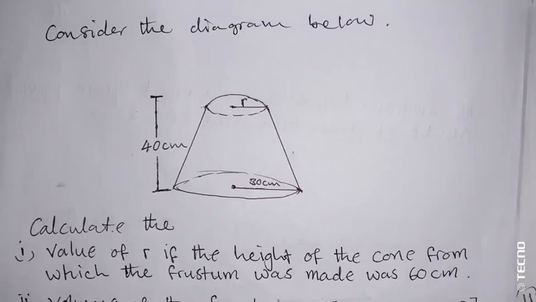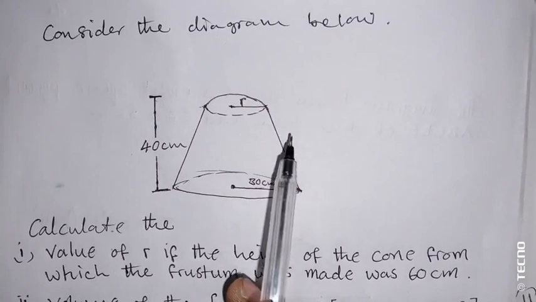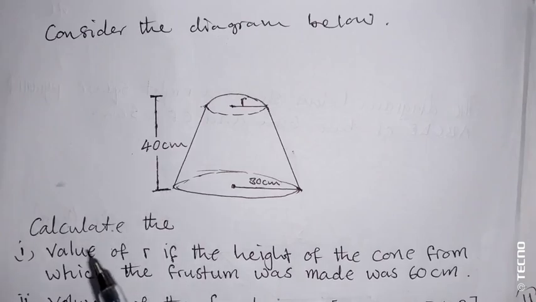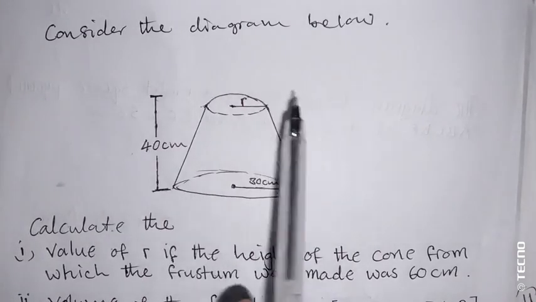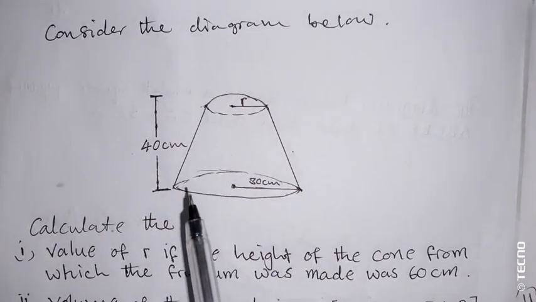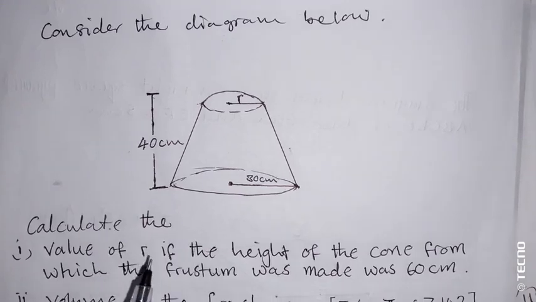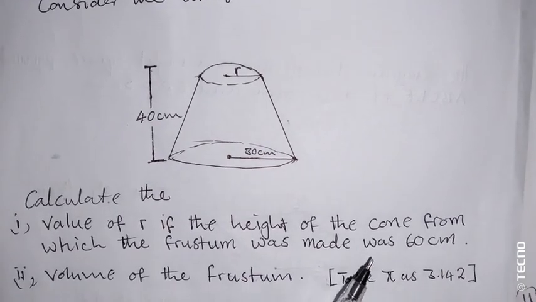Good. In this presentation, we are going to answer this question on frustum. This is a question under mensuration. Consider the diagram below. This is the question that we have. Calculate the value of R if the height of the cone from which the frustum was made was 60 centimeter.